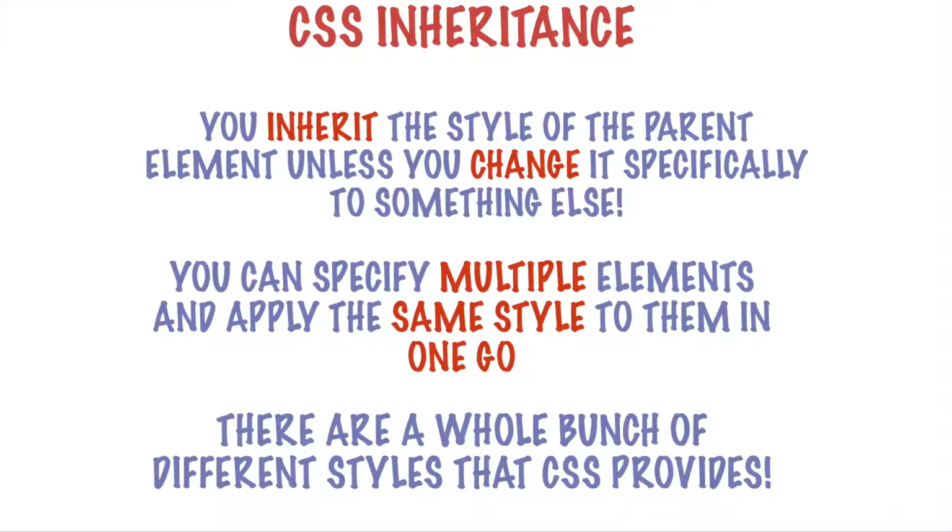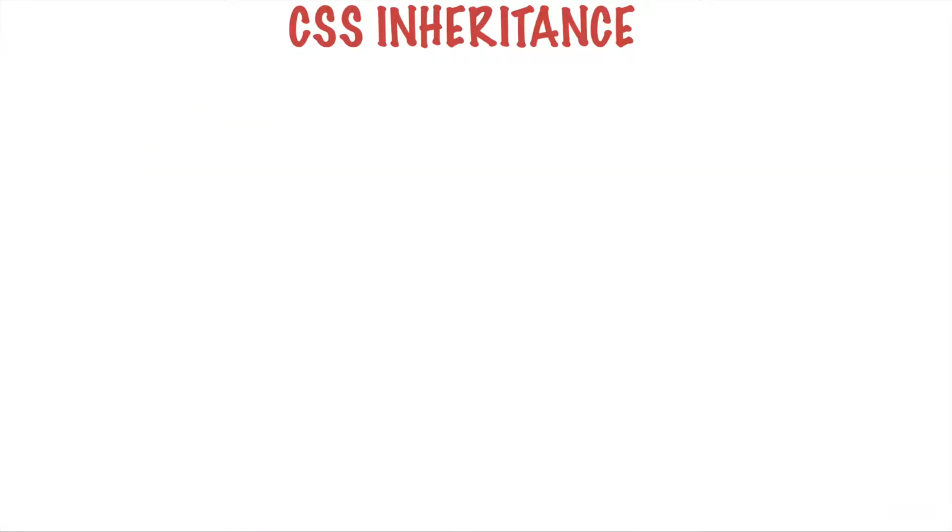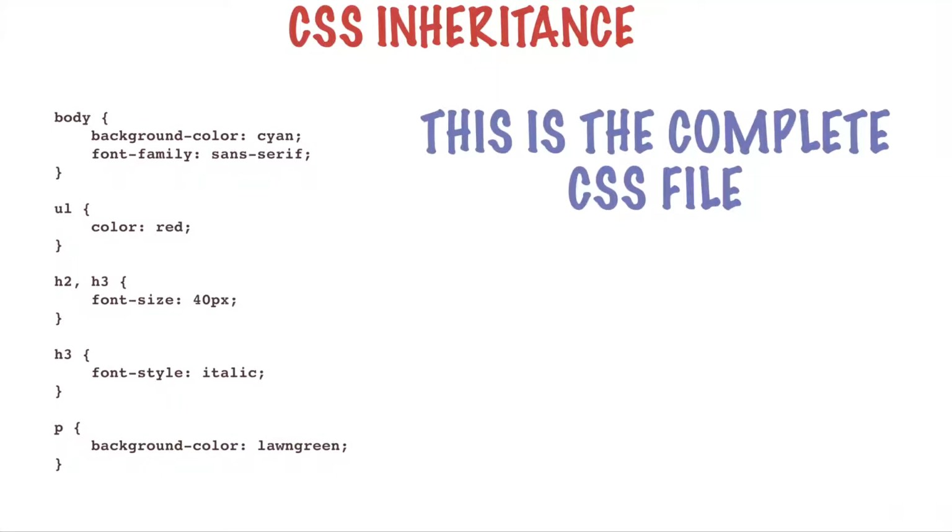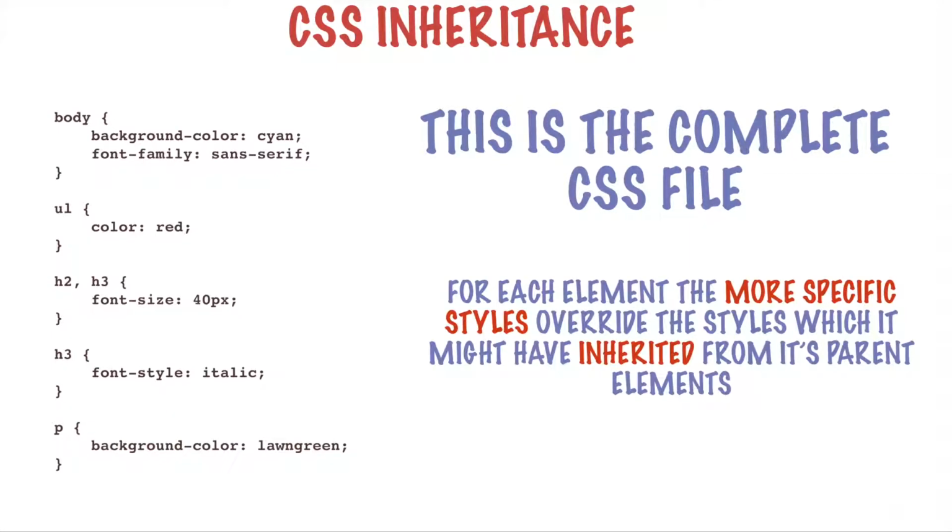Hopefully, this example has demonstrated to you the power of CSS. The example code is now on screen. The key points for you to remember from this example are that A, when you define a style, that style applies not only to a particular element, but to all of the elements nested beneath it. And B, that for any element, the more specific style overrides the less specific style inherited from the parent.